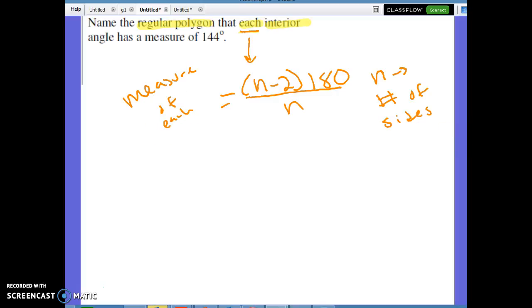So let's fill in our equation. Since we are trying to find the regular polygon, namely the number of sides, we're going to be trying to solve for n. We already know the measure of each is 144 equals n minus 2 times 180 divided by n. Now, there's a few different ways you could approach this problem.